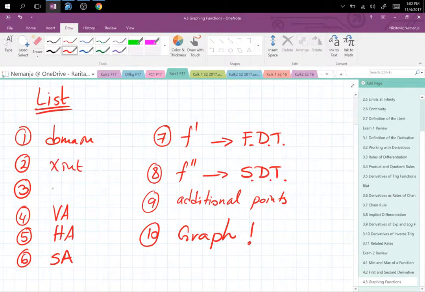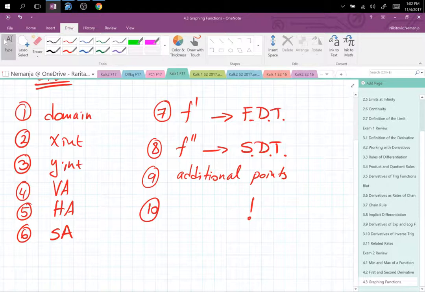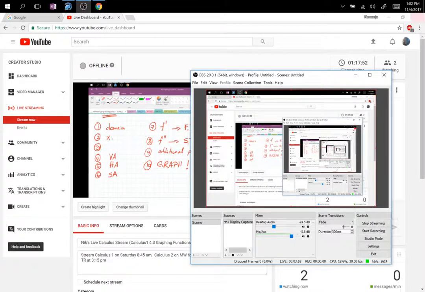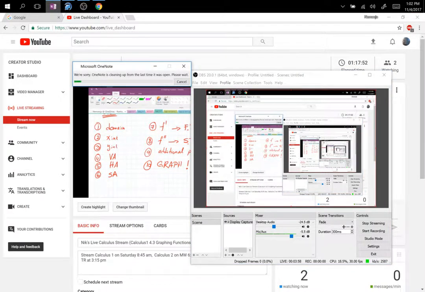Hey. Oh, come on. Sync. I'm just going to do this real quick to make sure. Sorry, OneNote is clearing up. Fine.